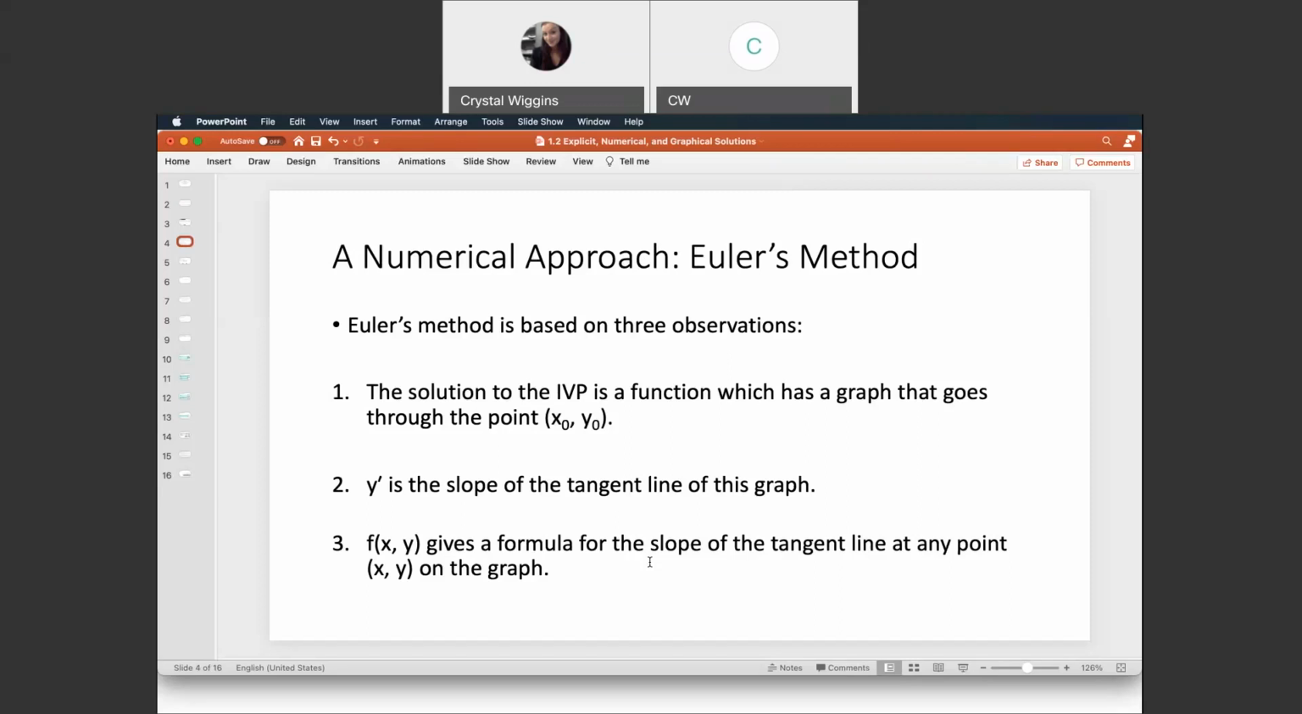And the third observation is that f of x, y gives a formula for the slope of the tangent line at any point x, y on the graph. So if you recall from Calc 1, you can find the formula for the slope of the tangent line that you can then use to find the actual slope given a specific point on the function, giving you a numerical slope versus a formula.